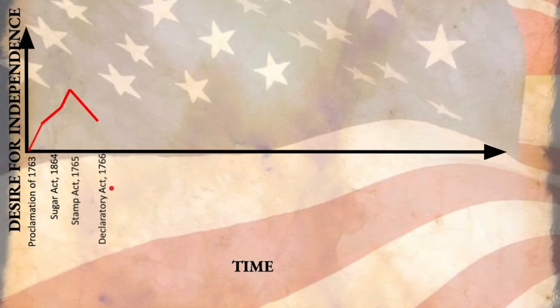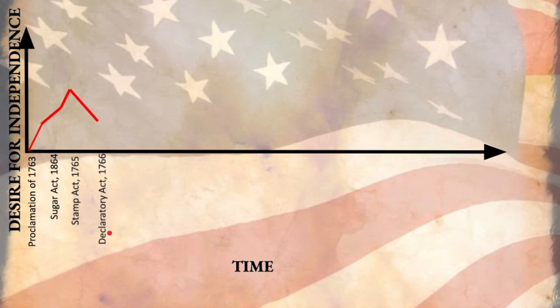Now, I'll talk about the Declaratory Act in a second, but this is important because there are writings. If you read documents afterwards, they hail the king as being an enlightened monarch, someone that's listened to his people, that when they petitioned him, he put pressure on Parliament. And whether that's true or not, it's probably not true that the king put pressure on them. But what is true is that the colonists were upset. The line spikes up here, but then they're not upset. They say, okay, things are back to the way they were. They repealed the Stamp Act.